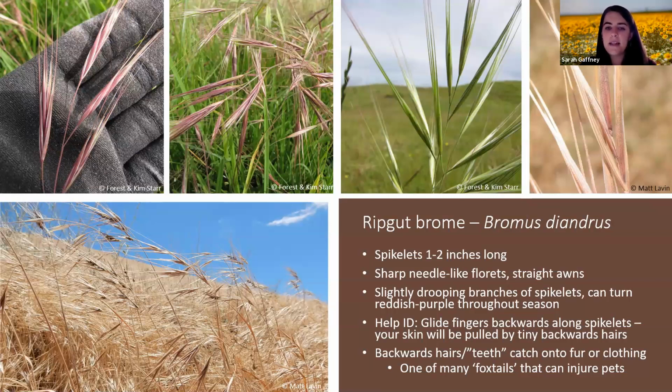But the main way that I can identify this is if you take the seed head between your fingers and you glide your fingers backwards, your skin will be pulled by these tiny backwards hairs. Those hairs are called its teeth. And that's what helps it to catch onto the fur, the clothing, or drive down through the fur of your pet into its skin.